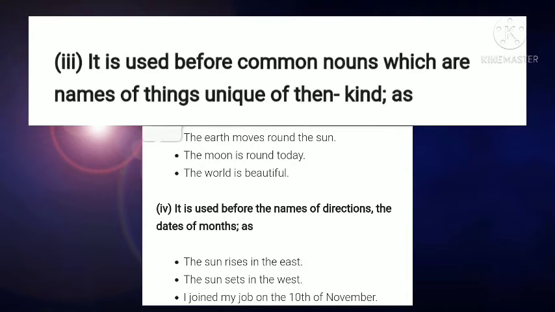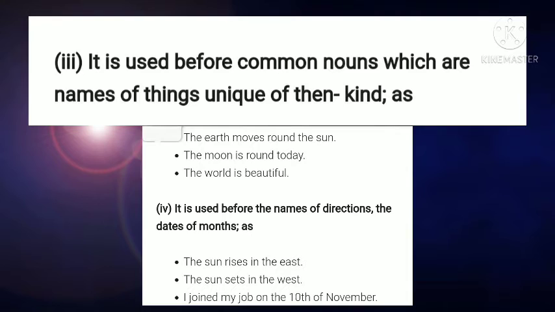The fourth condition is that it is used before the names of directions and dates of months. If it refers to a direction, like north, south, east, for example, the sun rises in the east, we have to use the article the.